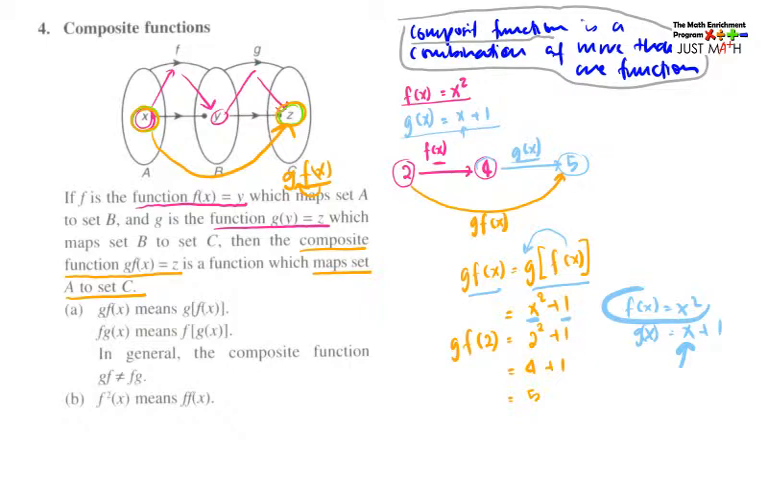So if it is gf(2), this x now becomes 2, since you want to replace this x with a 2, so it becomes 2 squared plus 1. So you get 4 plus 1, you have 5. So you actually map 2 onto 5.